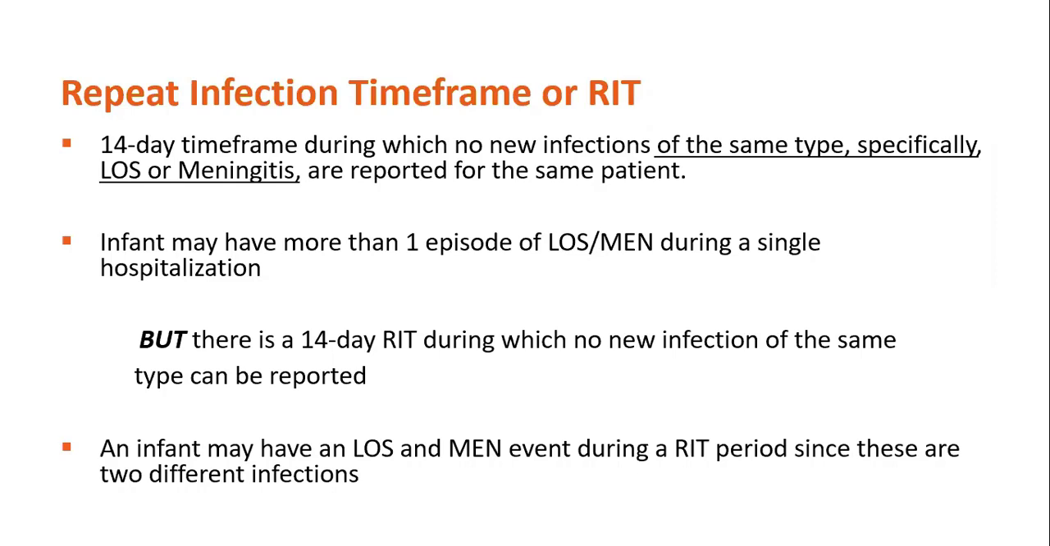An infant may have more than one episode of LOS or MEN during a single hospitalization. But there is a 14-day repeat infection timeframe during which no new infection of the same type can be reported. An infant may have an LOS and MEN event during an RIT period, since these are two different infections. Remember those two separate umbrellas.